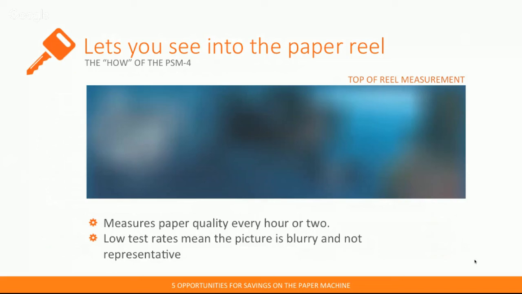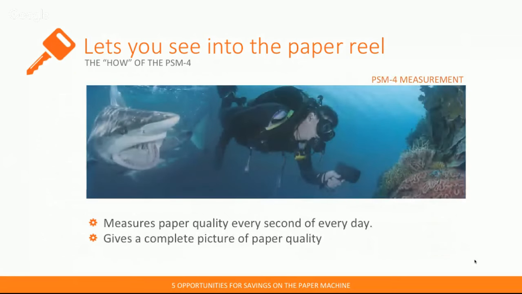It measures paper quality every hour or two. There are low test rates, and that means that the picture we get of the paper machine performance is blurry and it's not representative. What we would really like is to have the full picture and a detailed picture. The TSI measurement measures paper quality every second of every day. It gives a complete picture of paper quality, and in some cases, as you can see, it's important to know the complete picture.